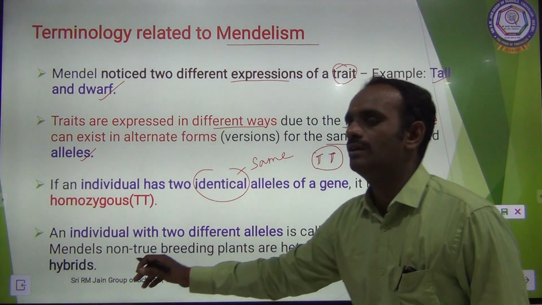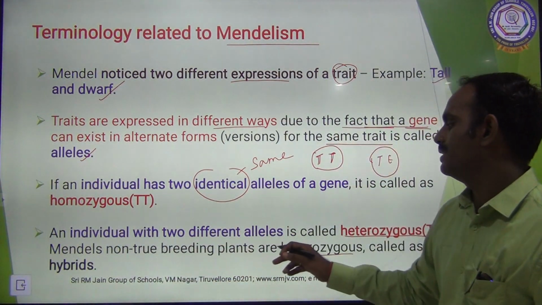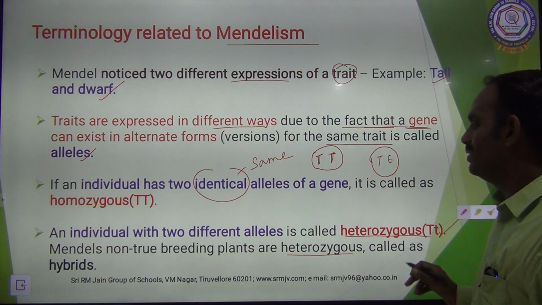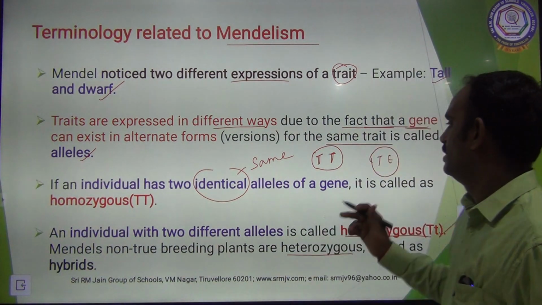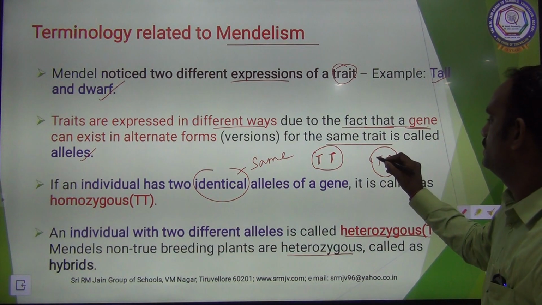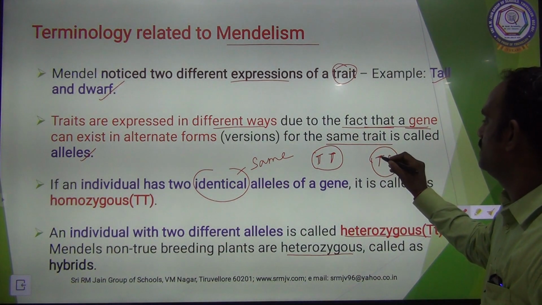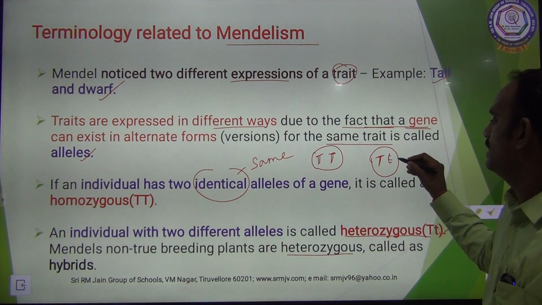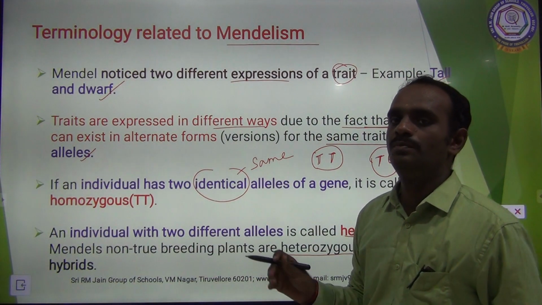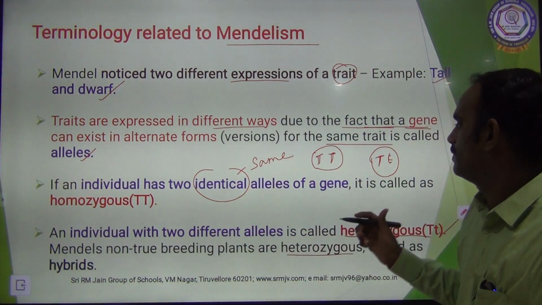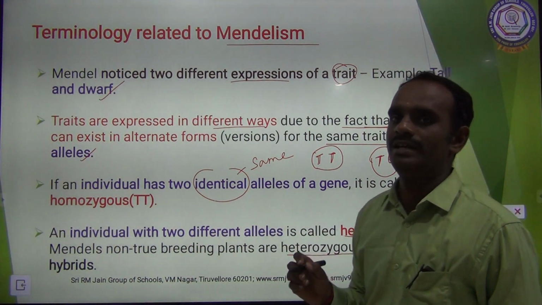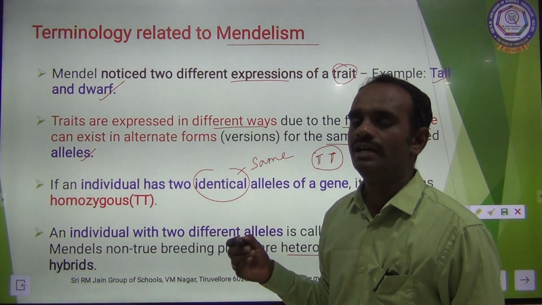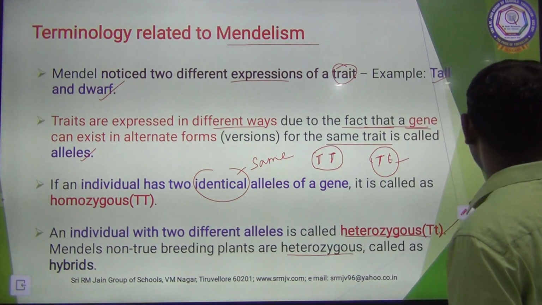Mendel's non-true breeding plants are heterozygous, called hybrids. So this is a hybrid. One is from the dominant character, another is from the recessive trait. Both fuse together to form a hybrid zygote. It is heterozygous.